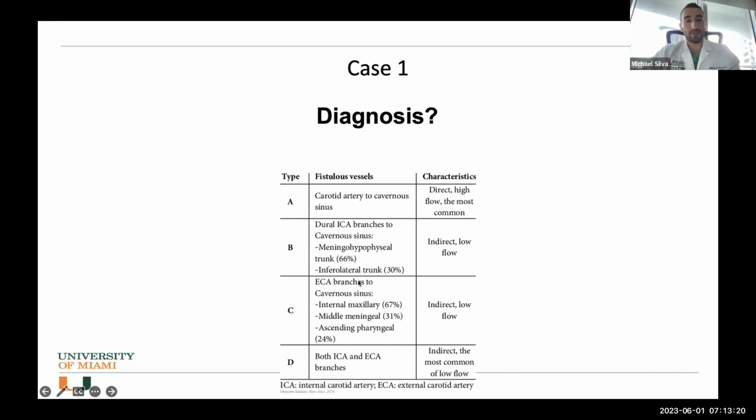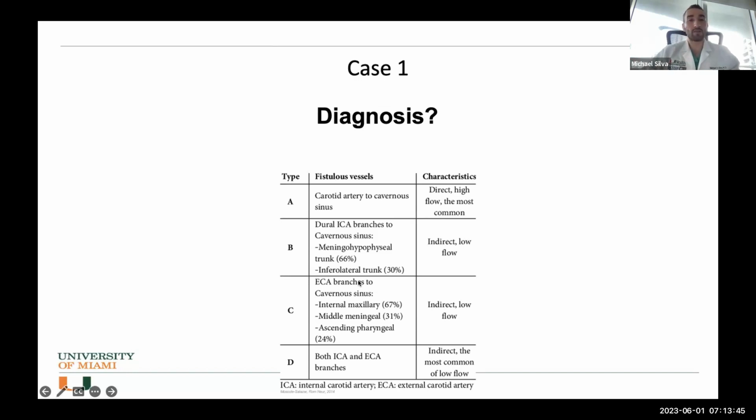Then there's indirect, which arises from dural branches, either from the ICA or from the ECA, that then drain into the cavernous sinus in a low flow fashion. From the ICA, these tend to be from the meningohypophyseal trunk. From the ECA, usually the IMAX, sometimes middle meningeal. These are lower flow, right? It's not a direct connection between the artery and the cavernous sinus. It's through these smaller feeders.